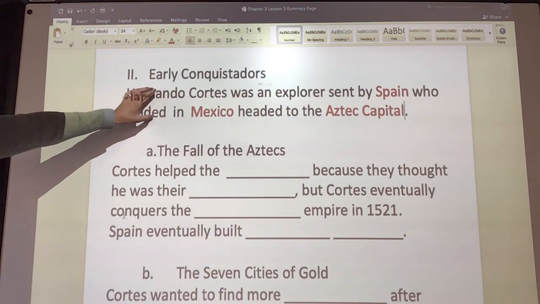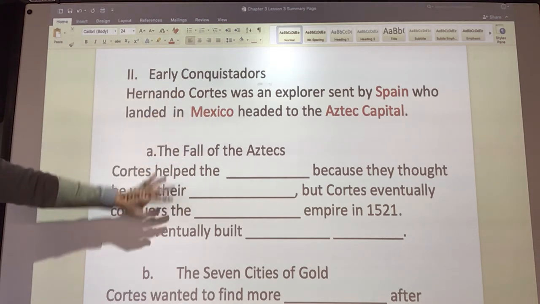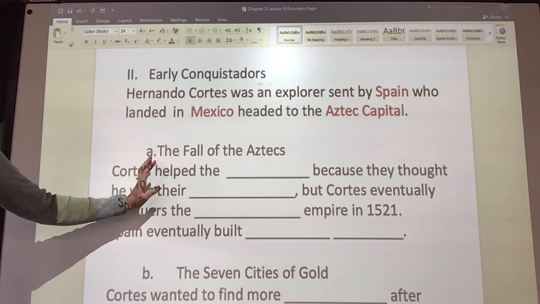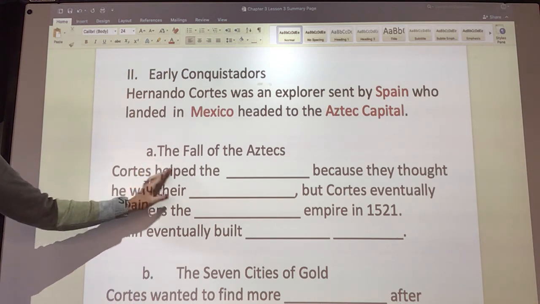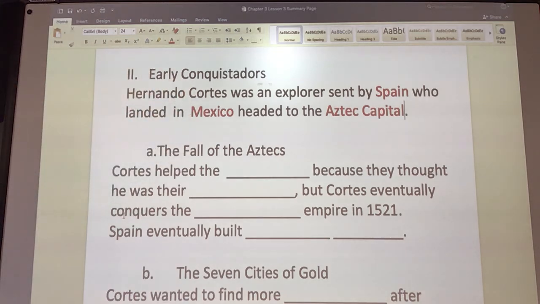So he's being sent here to the Aztec capital, and then we kind of find out more about him, right? Doesn't seem like a great guy, does he? He kind of tricks them, doesn't he? How does he trick them? How does Cortez trick those Aztec people? Ava? Just in your own words, how does he trick them? What does he do? He makes it seem like he's their god. Right, he makes them think he's their god, and then kind of turns on them.